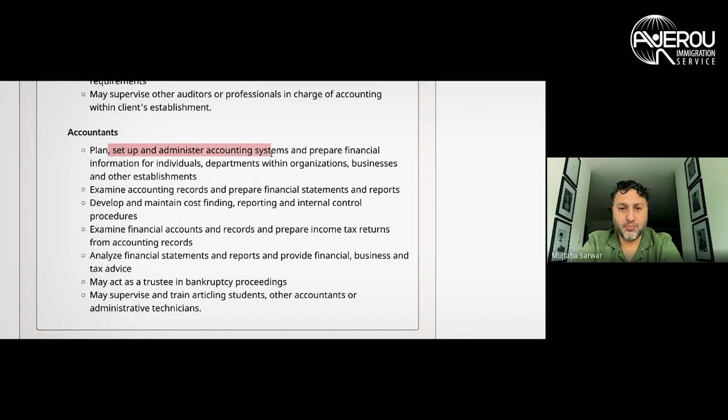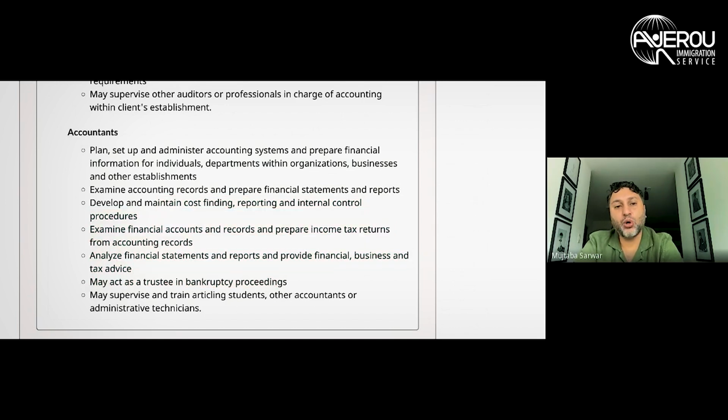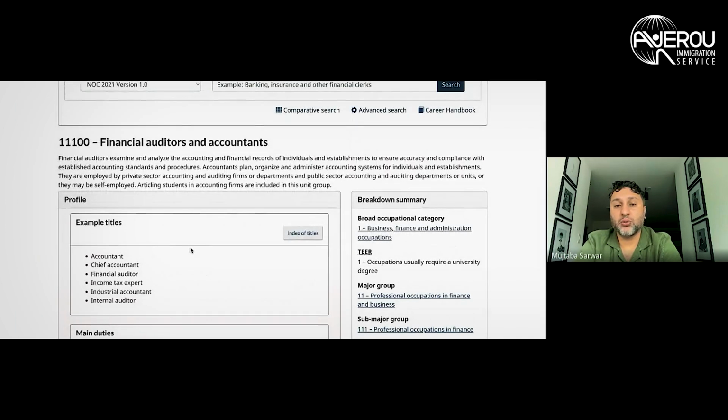They're setting up accounting systems, preparing financial information for individuals and departments, examining accounting records, preparing financial statements and reports, analyzing. They may even act as a trustee in bankruptcy proceedings. So if you're not qualified to do something like that, then you probably are not an accountant. So know what the title of your job is by exploring your NOC code.